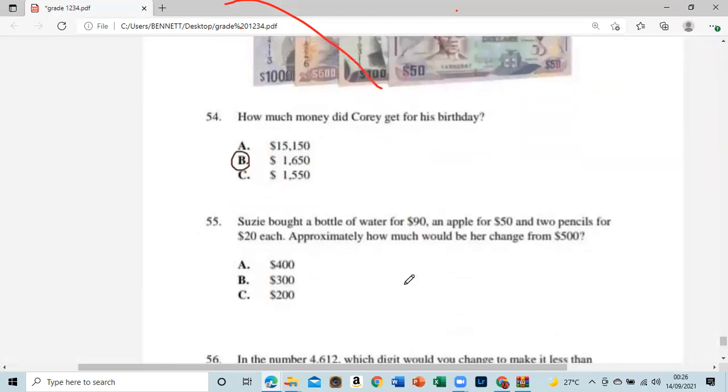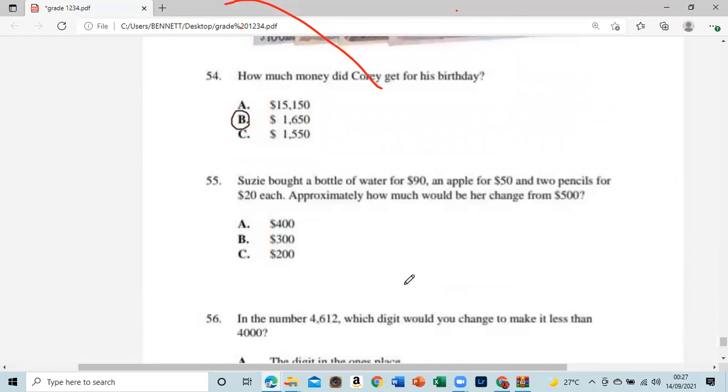Susie bought a bottle of water for $90, an apple for $50, and 2 pencils for $20 each. Approximately how much change would she get from $500? So the question is really open. Susie bought a bottle of water for $90. An apple for $50.